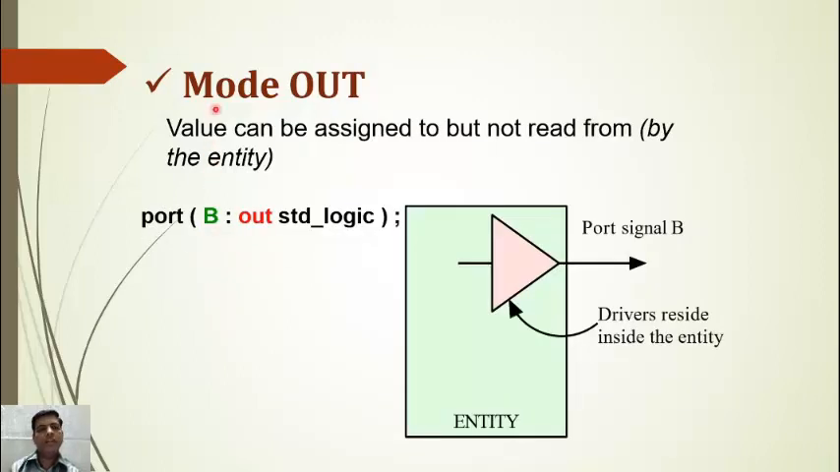Then mode out: the value can be assigned to but not read from by the entity. Here again is the structure for out mode. Here the drivers reside inside the entity. Port signal B is defined. So the syntax for that is port, opening bracket, B colon out std_logic, bracket close, semicolon.